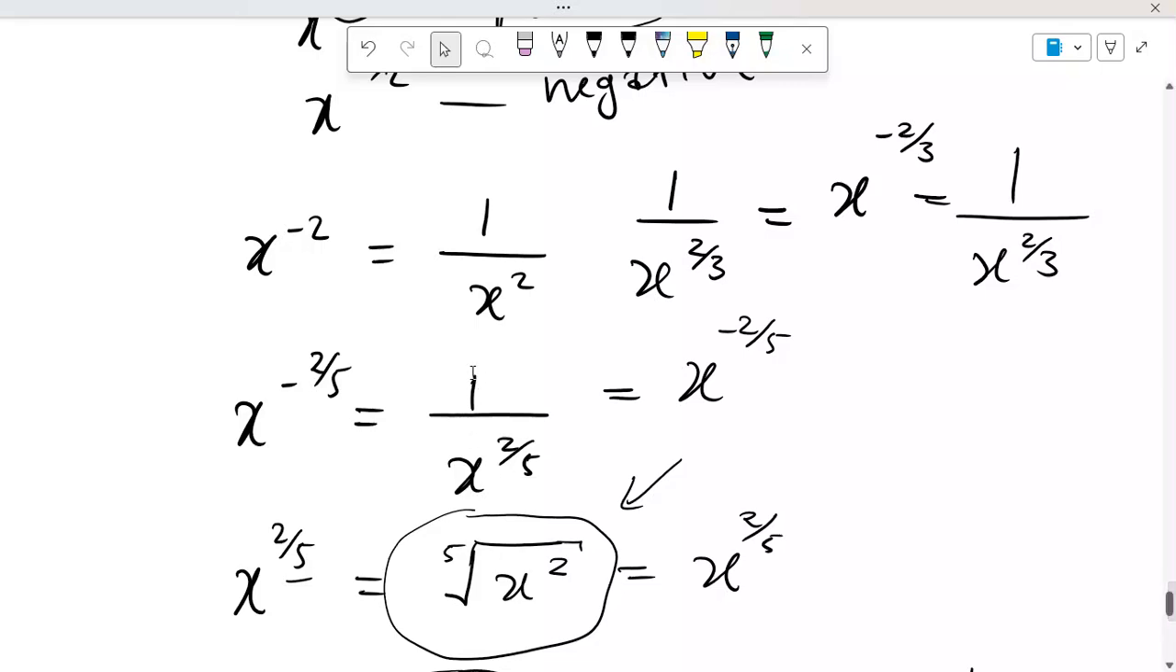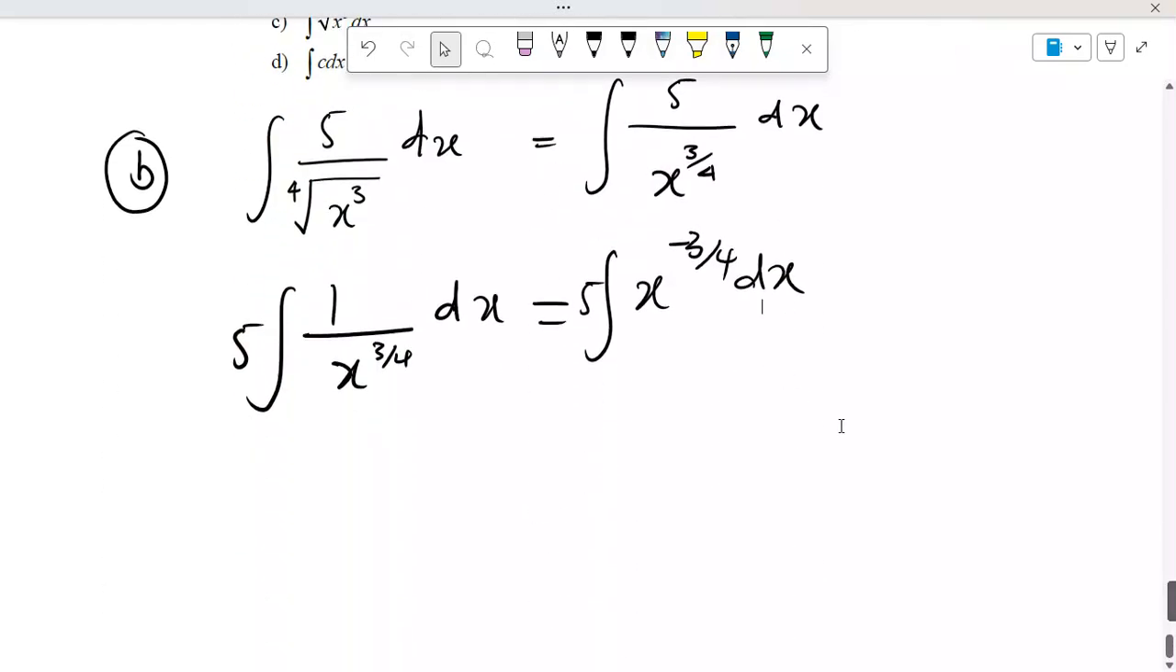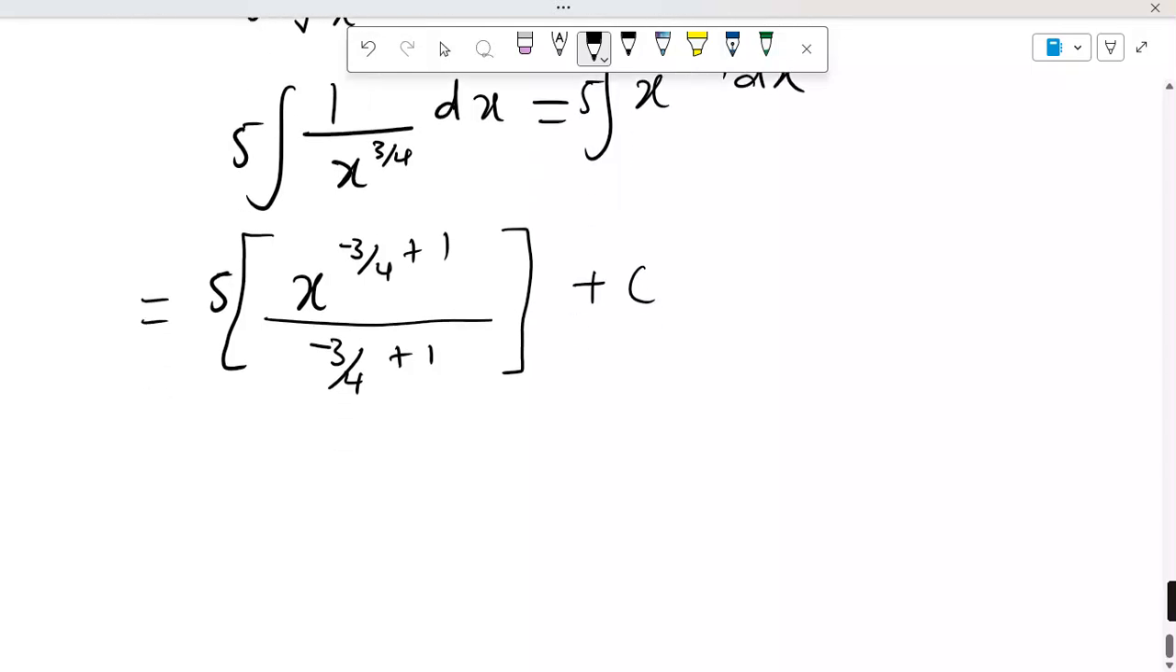Just multiply the power by negative, or just add the negative to the power, and the denominator becomes like this. Okay, so now it has become very easy. So we have 5, we open our bracket. So how do we integrate? We say x, you add 1 to the power, which is negative 3 over 4 plus 1. It doesn't have a limit, so don't forget a plus c.